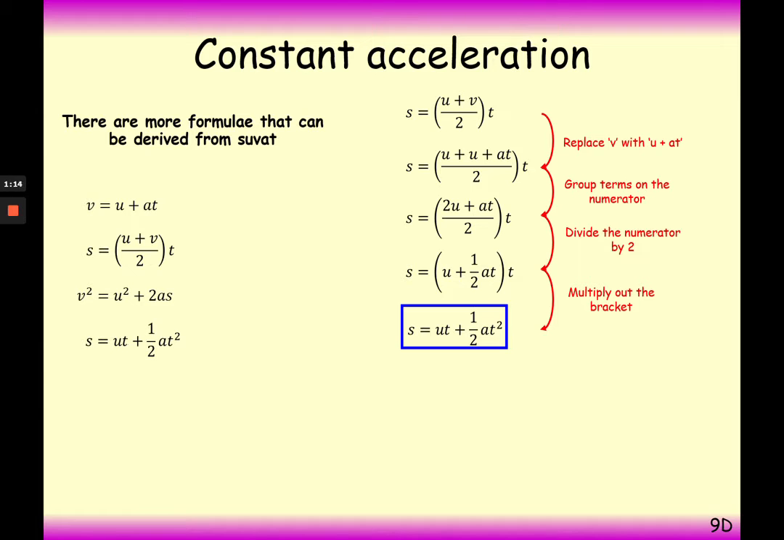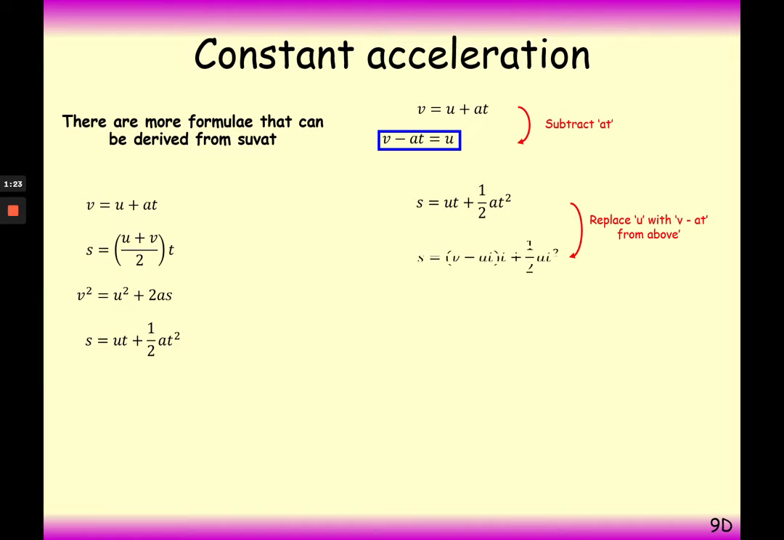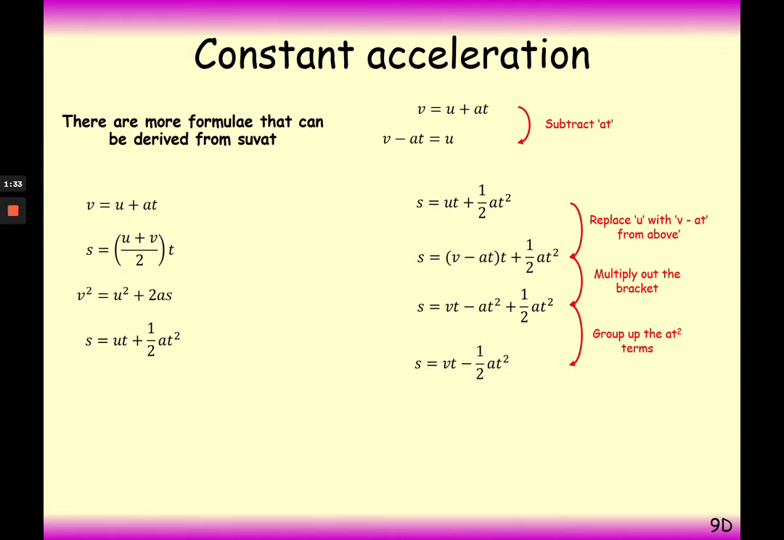And our final one, we go back to similar to how we started that one, but instead we're going to swap u for v minus at, then we get s equals vt minus half at squared. And that's our final SUVAT equation.